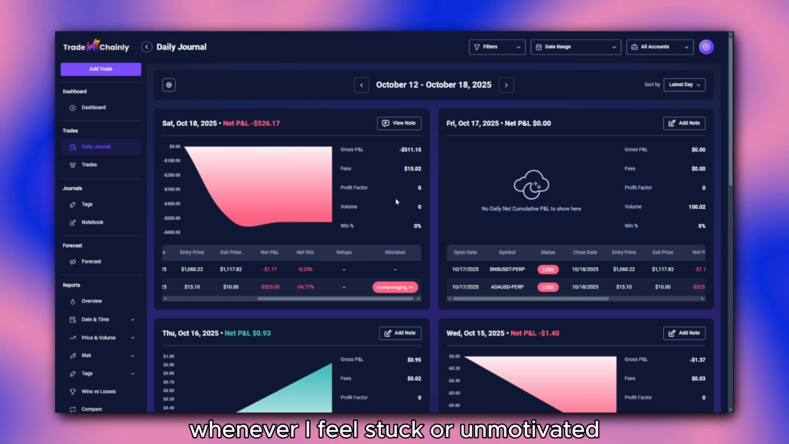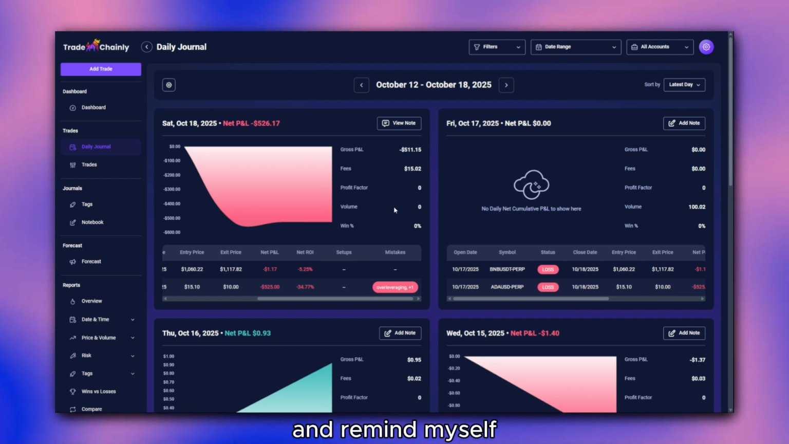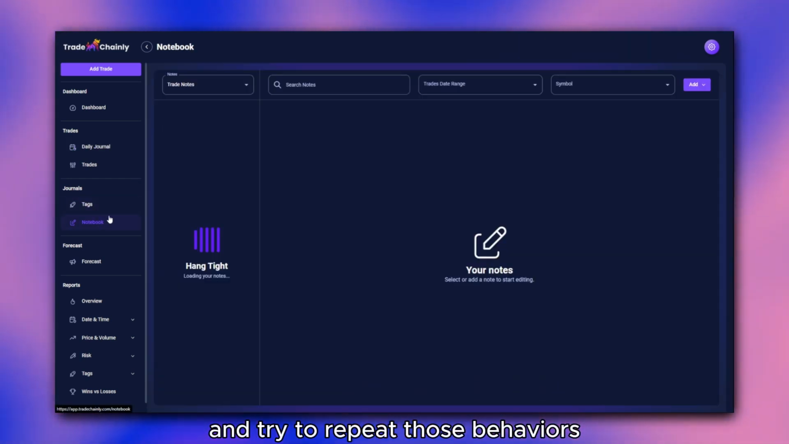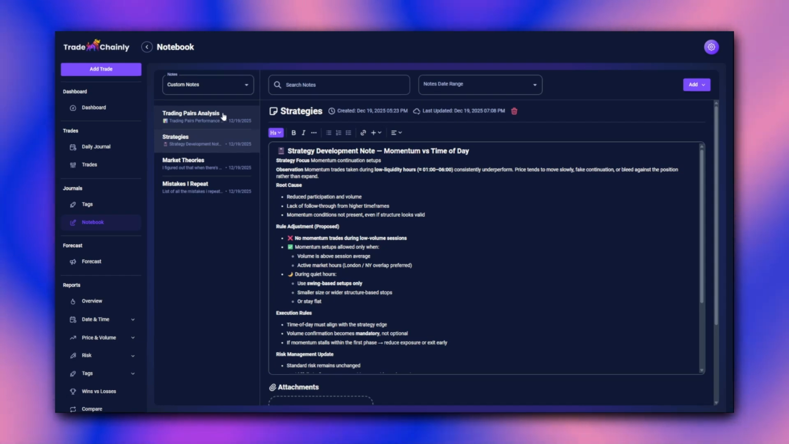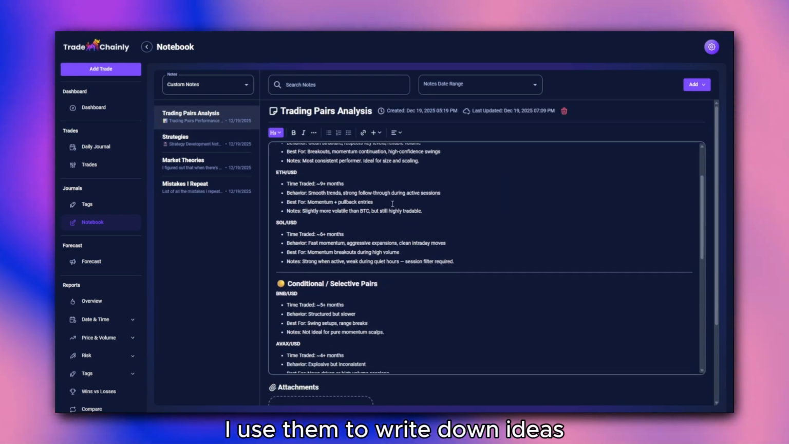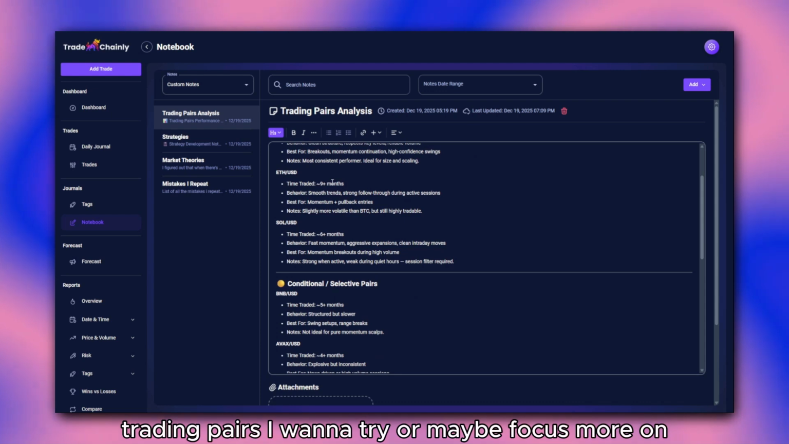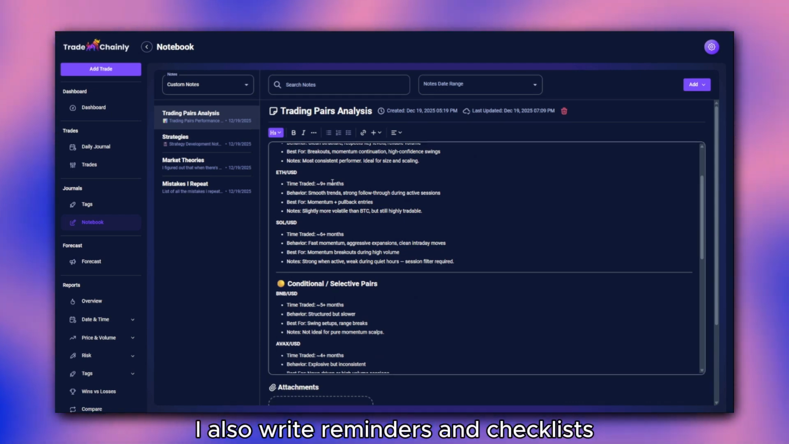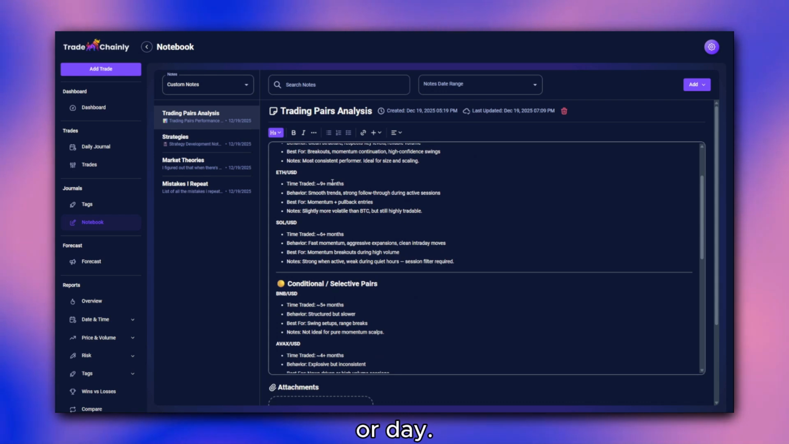Whenever I feel stuck or unmotivated, I always come back to my best daily notes and remind myself what good trading looks like and try to repeat those behaviors. I also use the custom note, mostly for brainstorming. These are free-form notes with no constraints. I use them to write down ideas, hypotheses for new setups, trading pairs I want to try or maybe focus more on. I also write reminders and checklists, basically anything that doesn't belong to a specific trade or day.